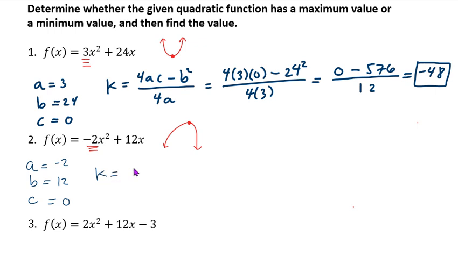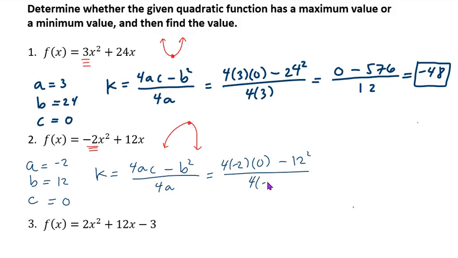We have k equals 4ac minus b squared over 4a. Plugging in the values, we have 4 times negative 2 times 0 minus 12 squared over 4 times negative 2. So this is equal to 0 minus 144 divided by negative 8. This is negative 144 over negative 8, which is equal to positive 18. So the maximum value of the function is positive 18.